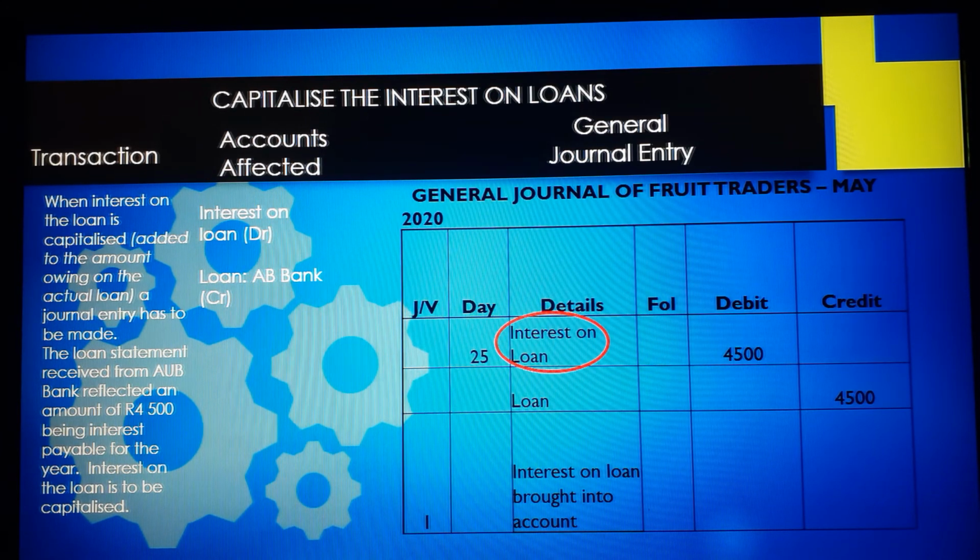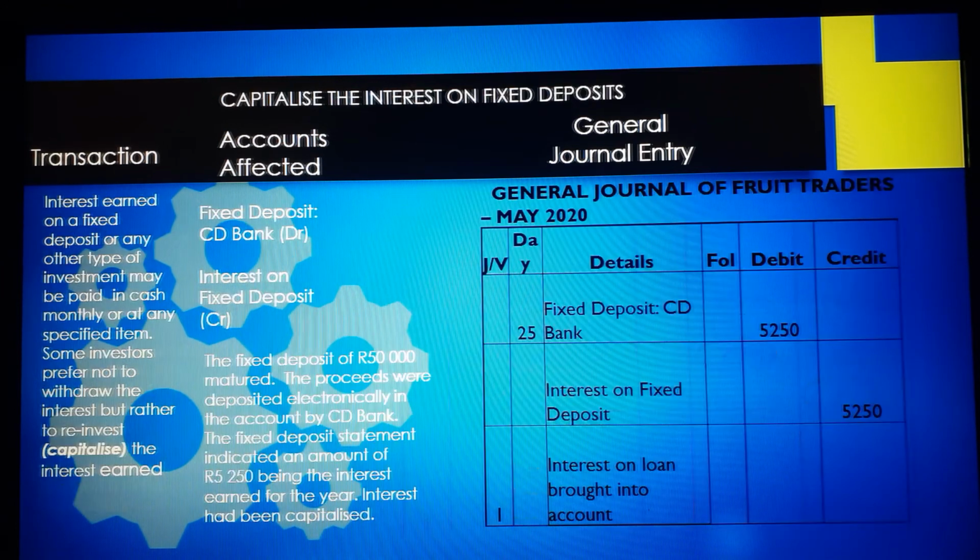So we reflect interest on loan as the debit, loan as the credit, and we only enter this into the general debit and credit columns.